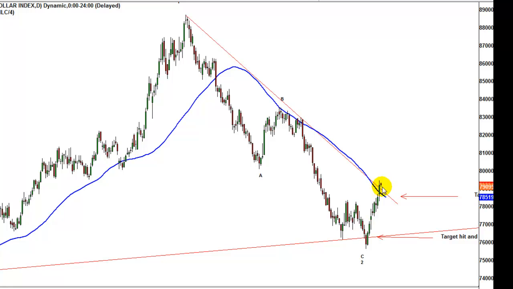The big question is now whether or not we're going to get an ABC correction down, given on a shorter time frame this is a very clear 5-wave impulsive move up. Those 5 waves signify trend changes, and indeed this was a monster of a trend. Everyone thought that the US dollar was bearish and just about to implode. Well, of course, right at that contrarian point we looked for the market to go higher.